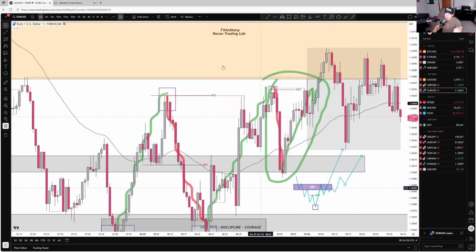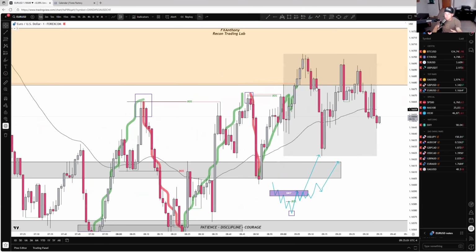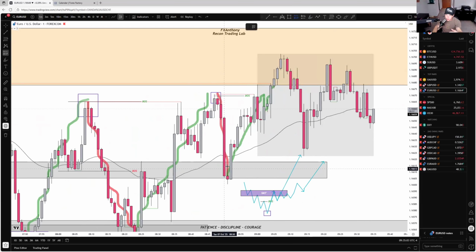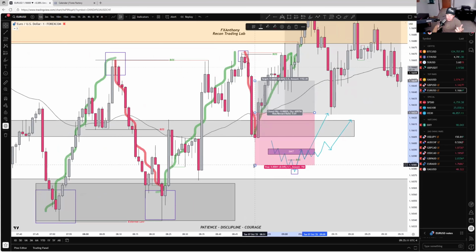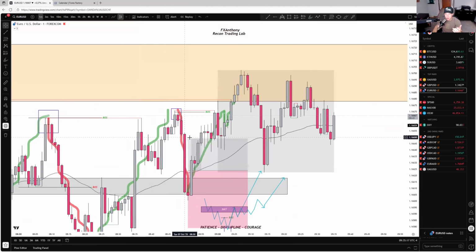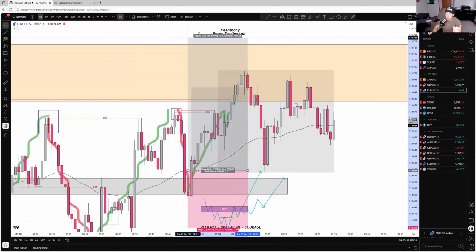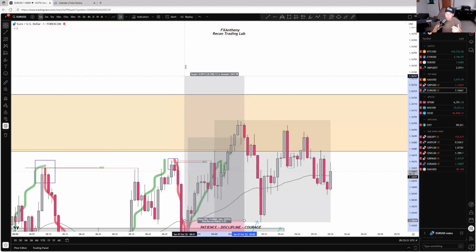You would have been sitting here. Let me get rid of this drawing here. You could be sitting here at this point, probably somewhere around there. You probably wouldn't have gotten a perfect entry because no one does. Probably would have got in here after spreads and all that. Your stop loss would have been way down here, potentially there at that point, and your take profit for your 1 to 3 would have been way up here, right?